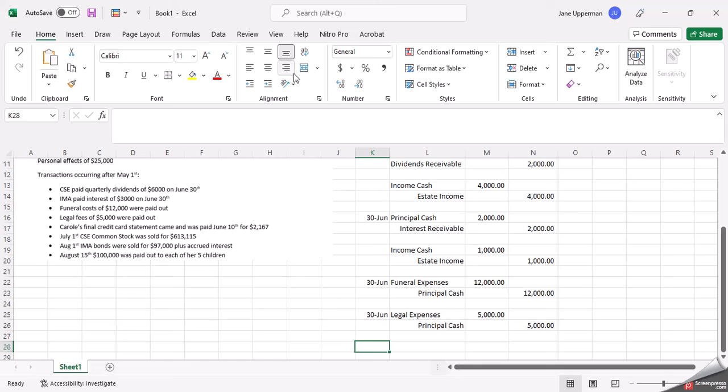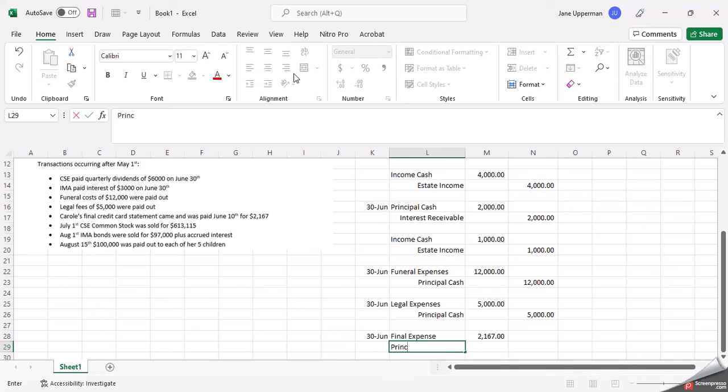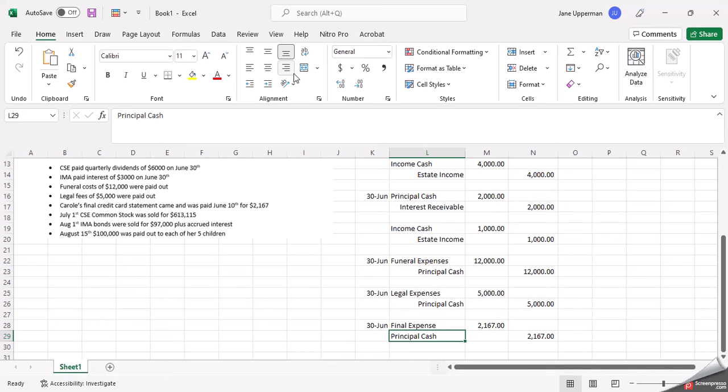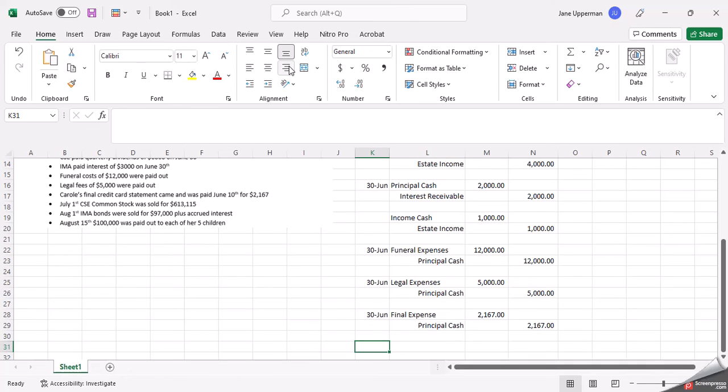Then her credit card payment, same deal. And it doesn't even really matter if you just want to call it final expenses, something along those lines, as long as it's an expense that comes out of principal cash. And sometimes they even lump those all together, like the funeral, the legal, and those final expenses all in one big category. So I'm fine with that as long as it's an expense and we credit principal cash.